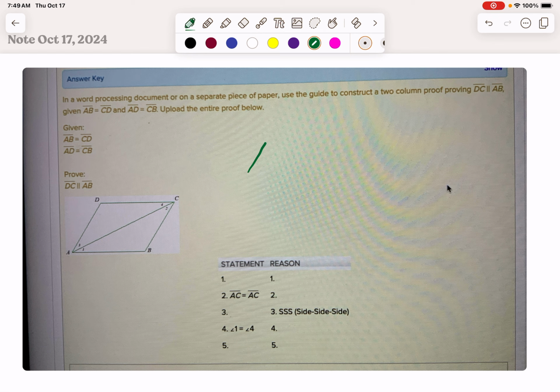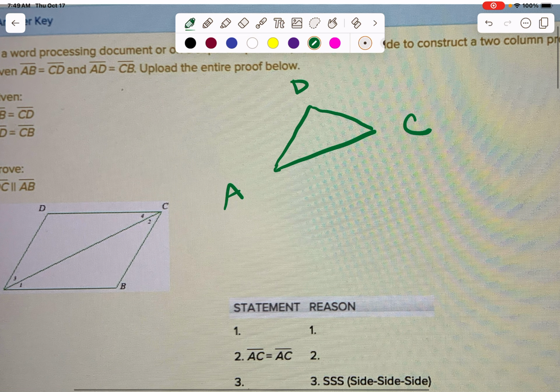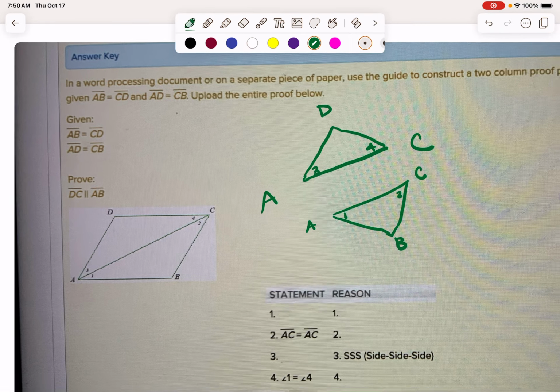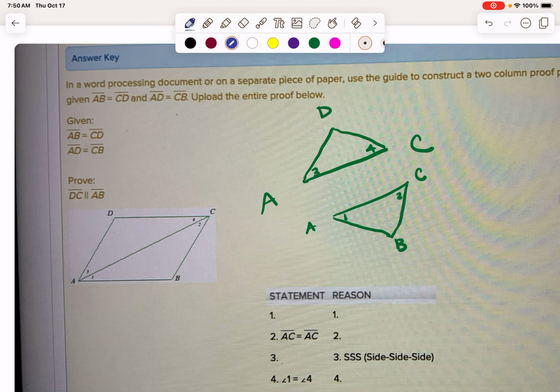So I'm just going to go over here and make a sketch of them so I can use it. And again, it doesn't have to be perfect. They just have to have on there the pieces that you need. So let's see, this is angle 3 and angle 4. And then I'm going to draw the one that's below. So A, C, this is 1, and this is 2, and this is B. Again, I want some triangles that I can label with my stuff.